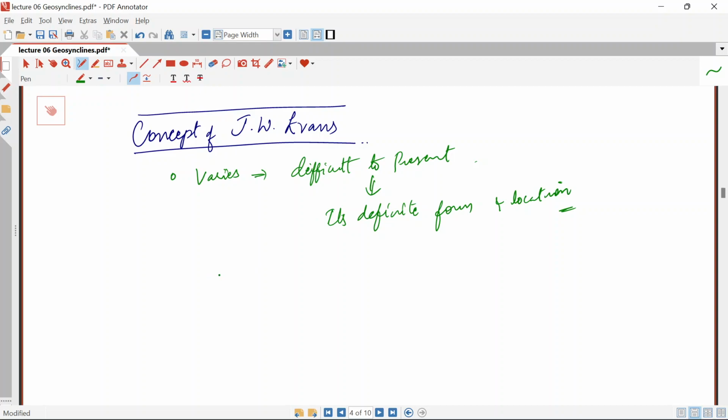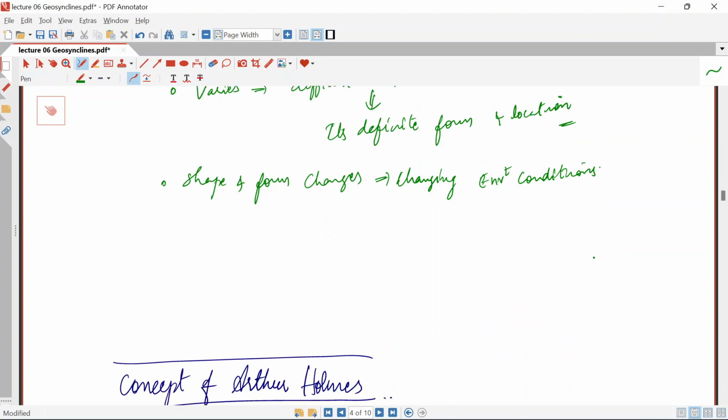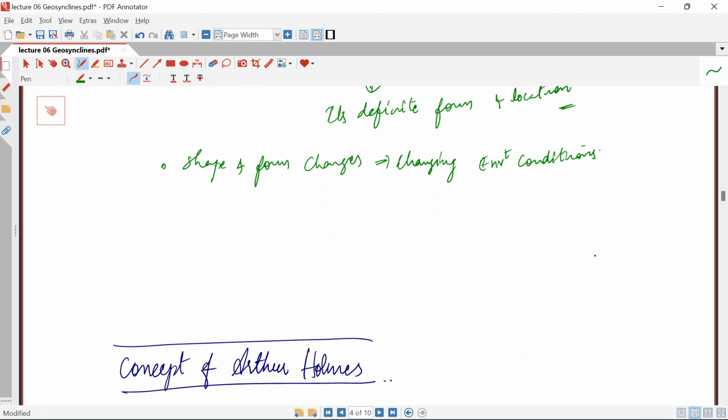Then he said that the shape and form change with changing environmental conditions. So this is what he said.